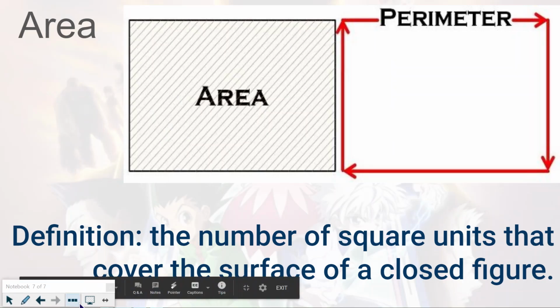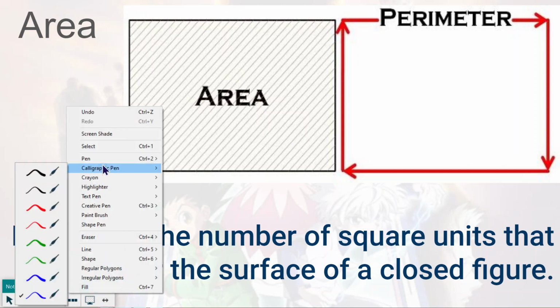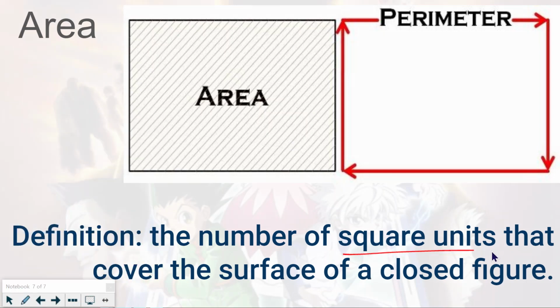All right, area is the number of square units. It's literally the number of little squares that I could fit inside of a shape. So perimeter is going around the outside. Area is the amount of space on the inside. It's actually a literal number of units that I could squeeze inside of here. It's how many of those square units would actually fit in there to cover the entire shape.